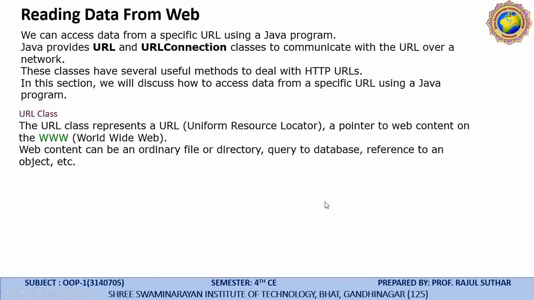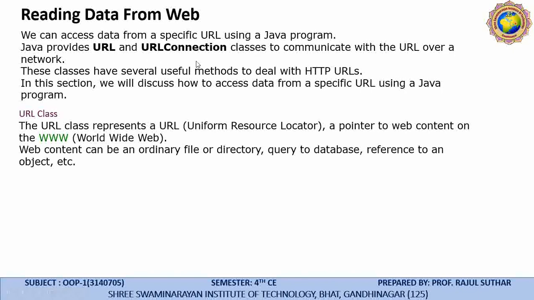Then how can we read data from the web? Here, URL. We are all familiar with the URL, Uniform Resource Locator. We can access the data from a specific URL using a Java program. This programming is called socket programming. We require a socket connection to communicate by using the URL.